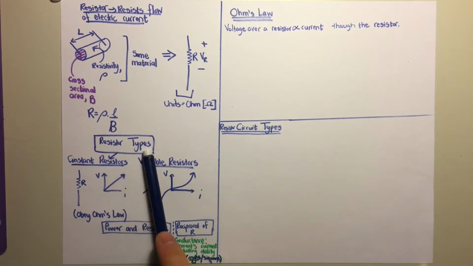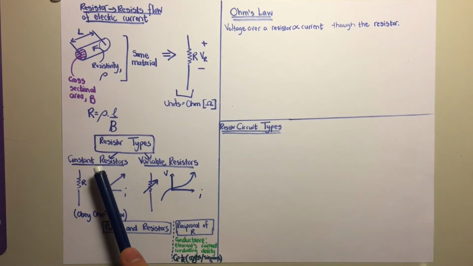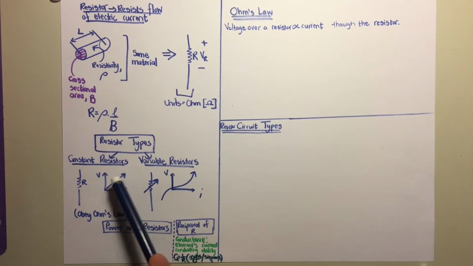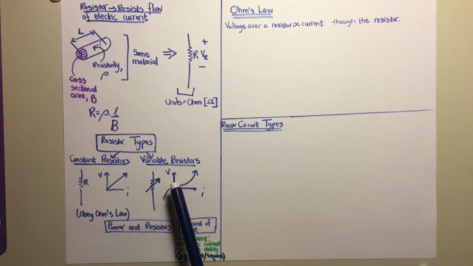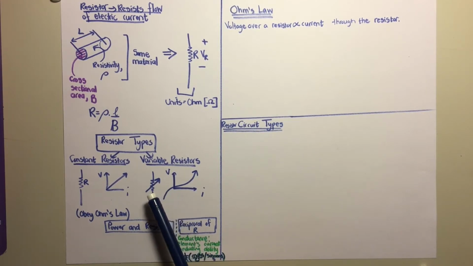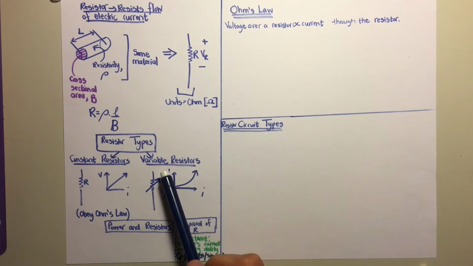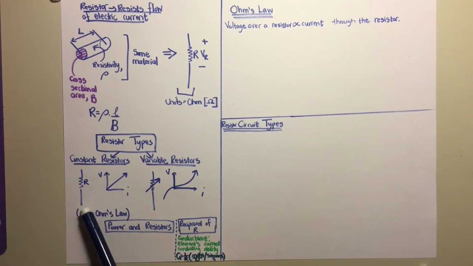Okay, so we get different resistor types. We get constant resistors and we get variable resistors. A constant resistor is consistent. No matter what the value of V is and I is, it is always the same value. A variable resistor can vary between different resistances. You can buy different types of variable resistors which will vary between different values, and this is the graph of what it will look like if you were to plot voltage versus current for a variable resistor. And constant resistors obey Ohm's law, which we'll look at next.